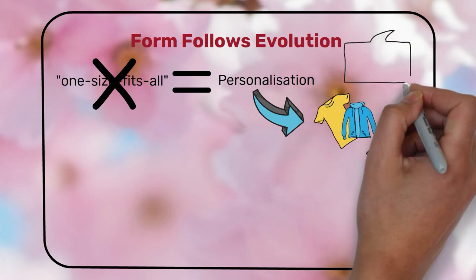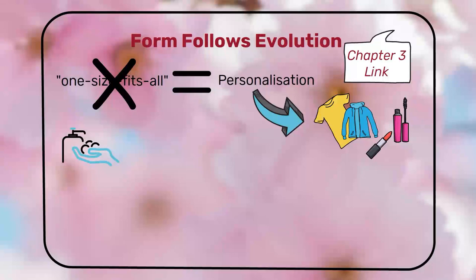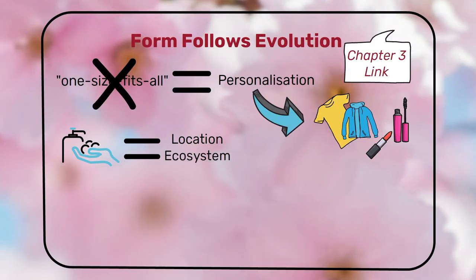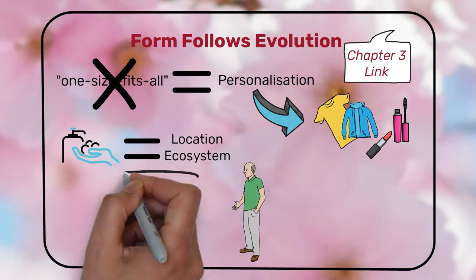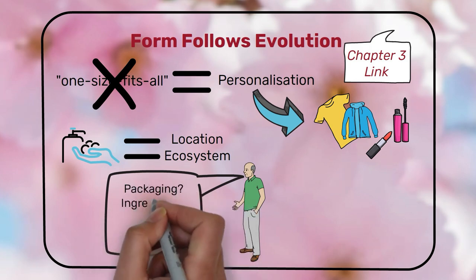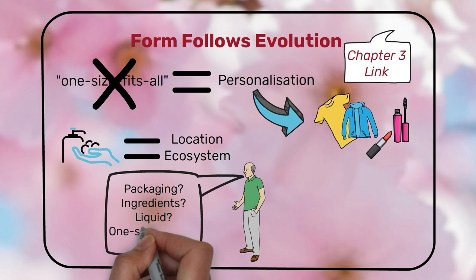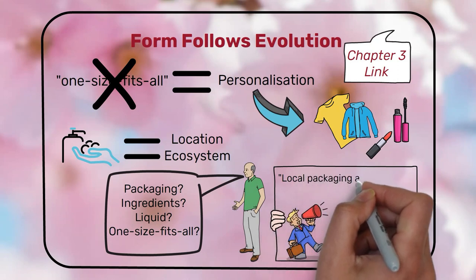As we have pointed out in Chapter 3, soap, as it is currently manufactured, is designed to work the same way in every imaginable location and ecosystem. Faced with the questionable effects of such a design, eco-efficiency advocates might ask a manufacturer, why this packaging in the first place? Why these ingredients? Why liquid? And why one size fits all? Soap manufacturers could retain local packaging and shipping.